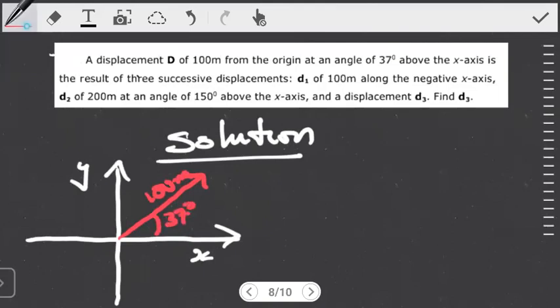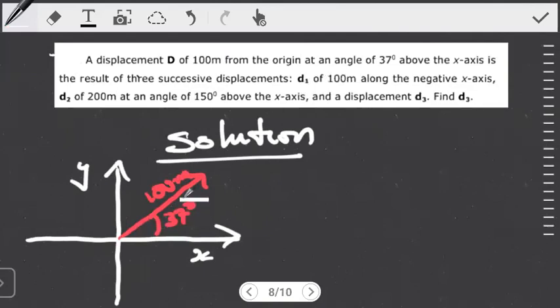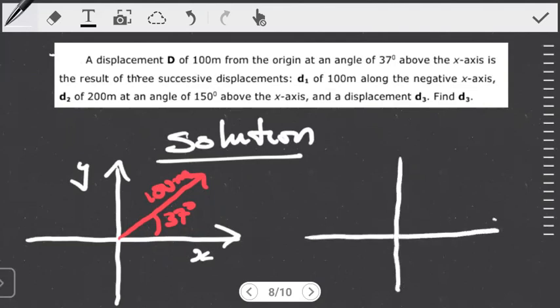Now, how about the other vectors? The vectors which combine to give us this displacement D are three of them. One is D1. If we look at D1 again, these are just going to be rough lines, so you guys will forgive me if I don't draw that straight. Again, this is the X, this is the Y. For D1, what they're saying is it is 100 meters along the negative X-axis. I'm only making these sketches so that it will be easy for you to see how I resolve these components.